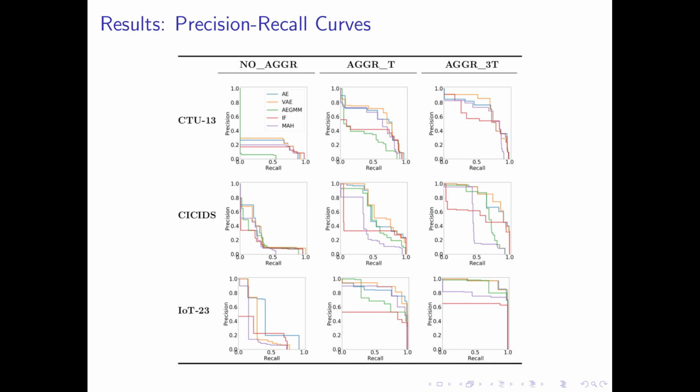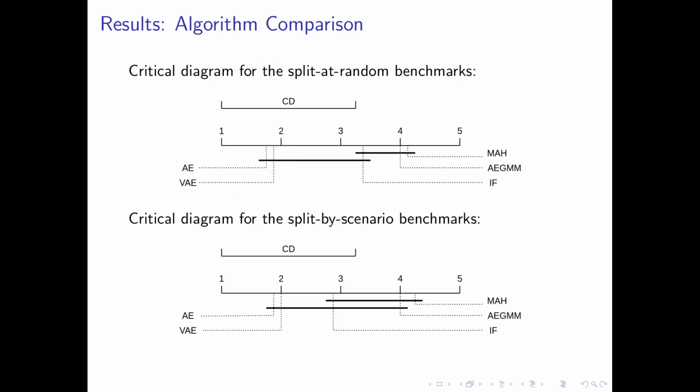Here you can see the precision recall curves obtained for all three data sets and for non-aggregated data points and aggregated data points. And from this table we can see that the precision recall curves look better for the aggregated data points because they get closer to that upper right corner. So we can already see that this aggregation seems to improve the performance overall.